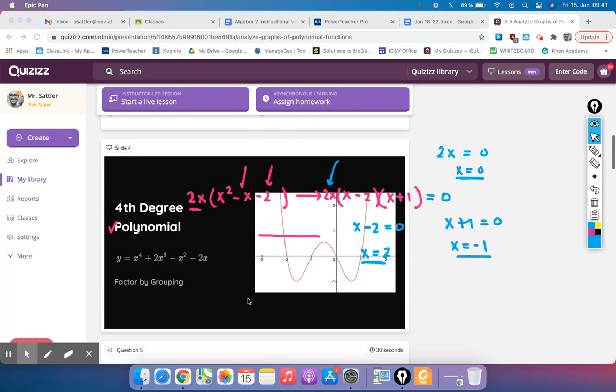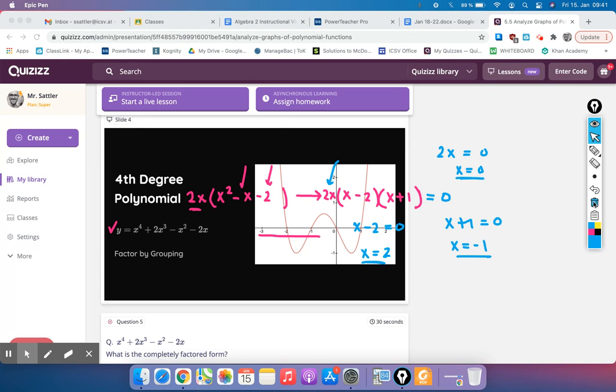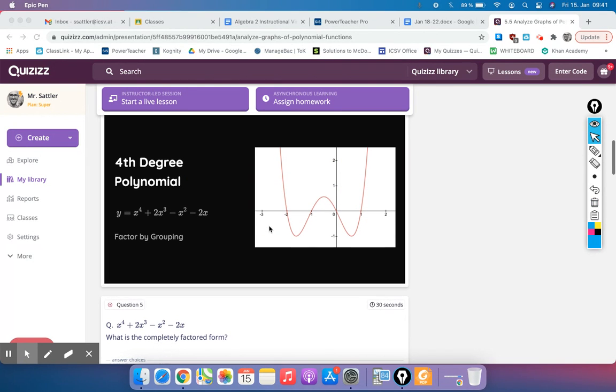Okay, the next one I did was a 4th degree polynomial. So again, we can see it changes direction 1, 2, 3, 4 times. And there are at most 4 x-intercepts. There don't have to be 4, but that's the maximum number there could be.